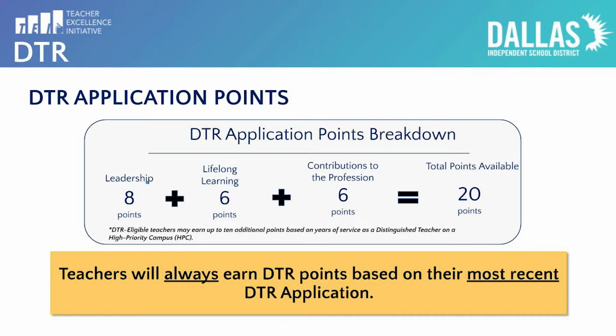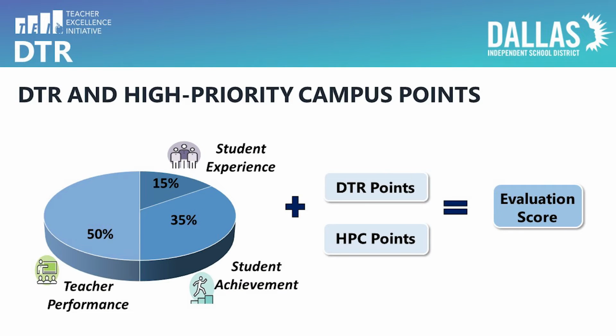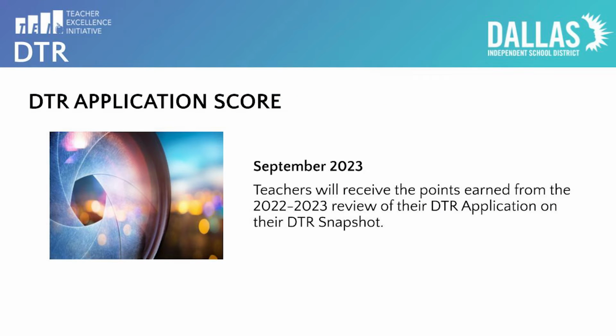As a reminder, teachers will always earn DTR points based on their most recent DTR application. Conference with your administrator to ensure submitting an early application is in your best interest. DTR points earned through the DTR application will be added to your overall evaluation score. Additional information on point distribution can be found in the 2022-2023 TEI Guidebook. Teachers who submit a DTR application during the 2022-2023 school year will receive the points earned from the review of their application on their DTR snapshot in September 2023.